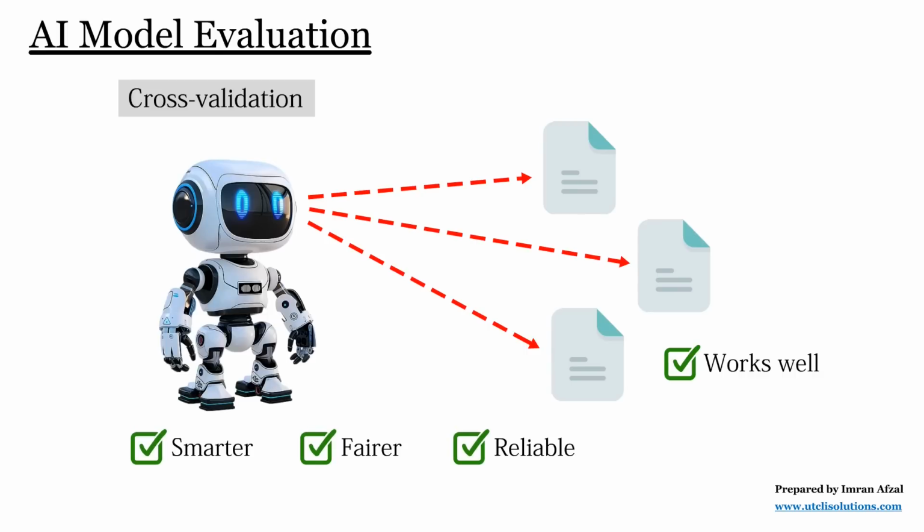So, this is a simple explanation of how we check the performance of an AI model using metrics like accuracy, precision, recall, and F1 score.